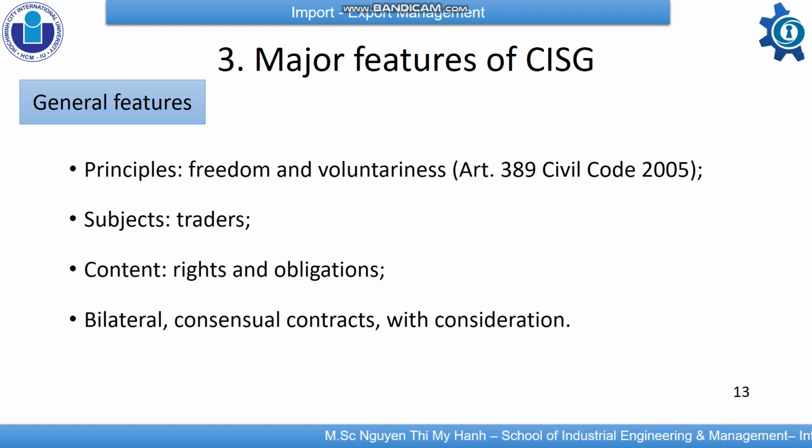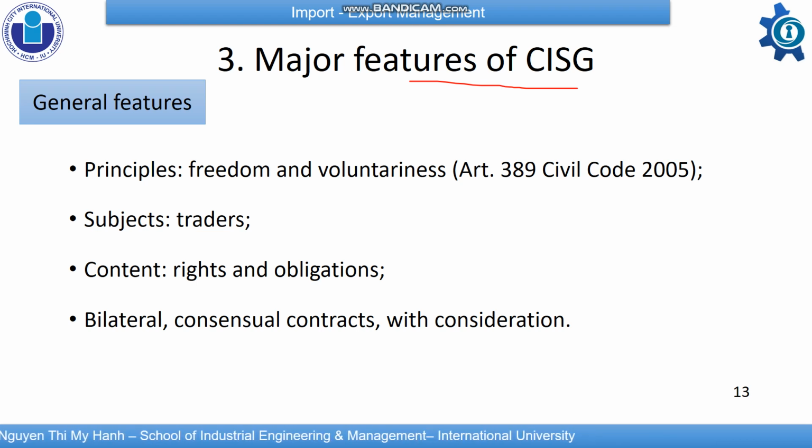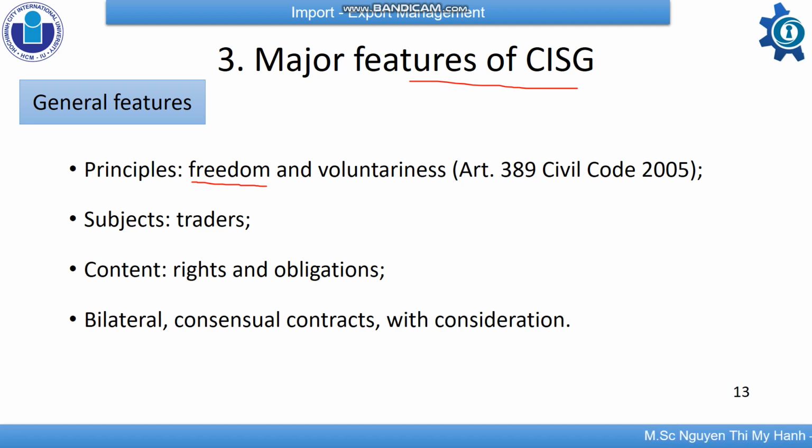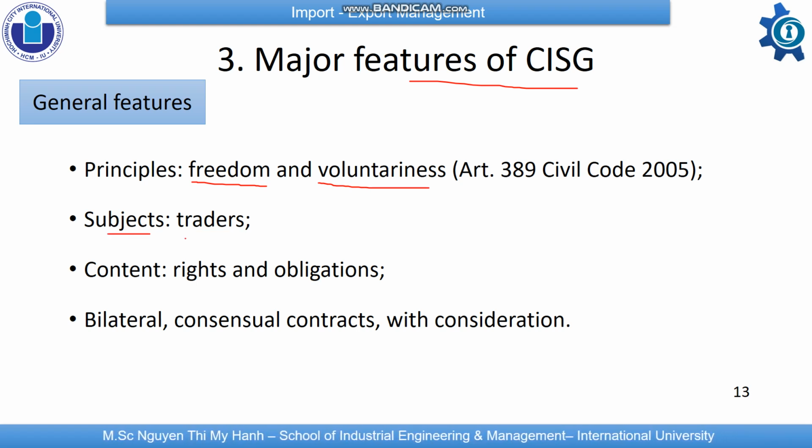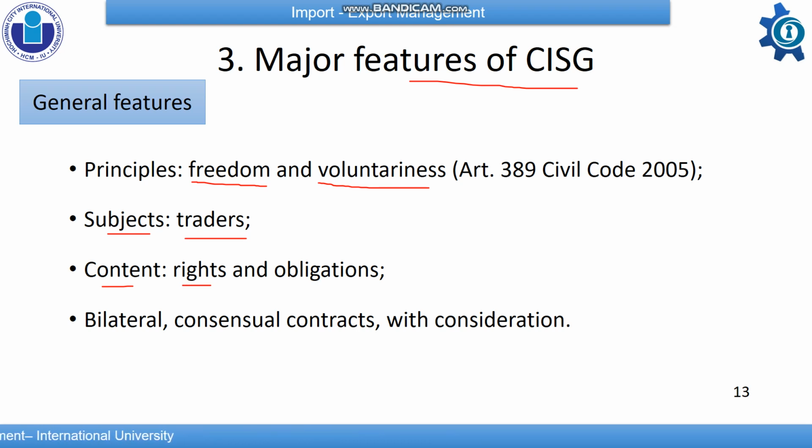Now we will go to the next part, the major features of CISG. For general features, we have the principle that when we make the contract, it is based on freedom and voluntariness following the Civil Code 2005, and the subject is the traders. The content is about the rights and the obligations. And these contracts are bilateral and consensual contracts with consideration.